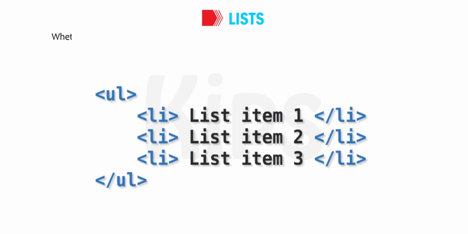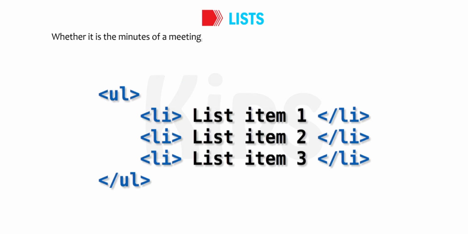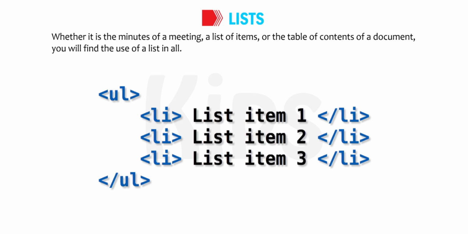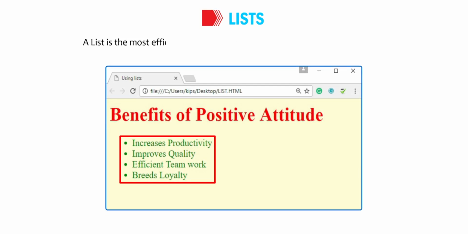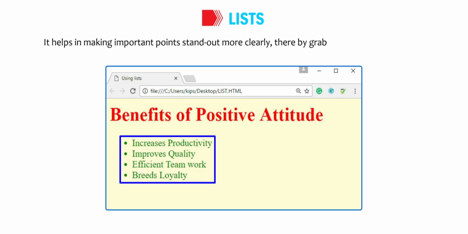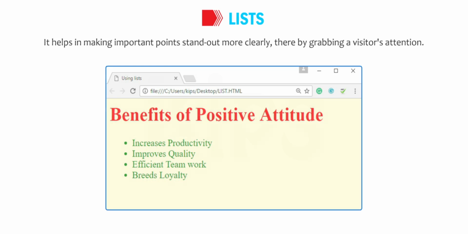Okay, let us first start with lists. Whether it is in the minutes of a meeting, a list of items, or the table of contents of a document, you will find the use of a list in all. A list is the most efficient way of presenting information in a precise manner. It helps in making important points stand out more clearly, thereby grabbing a visitor's attention.